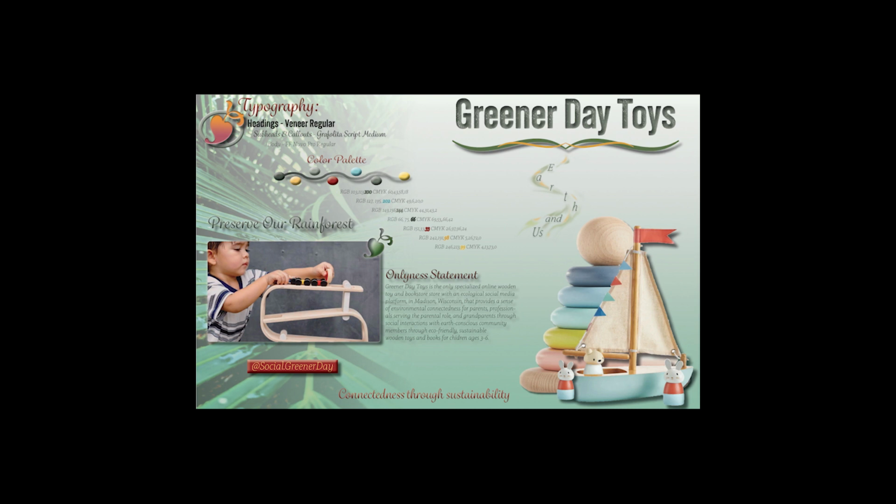All subheads and callouts use the font Graffoletta Script Medium to present a level of classiness but also provide familiarity with its cursive gestures. The body copy is in FF Nouveau, complementing the subheads and callouts. The onlyness statement is positioned between the rainforest texture, the image of the child, and the toys, demonstrating that the onlyness statement connects all 3 forms.